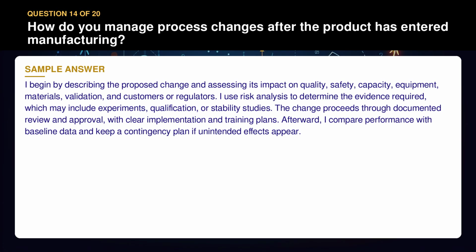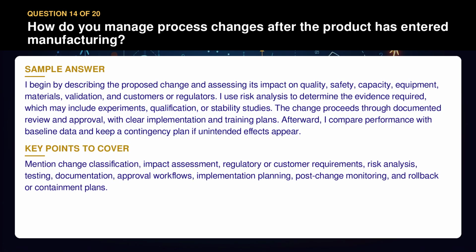I use risk analysis to determine the evidence required, which may include experiments, qualification, or stability studies. The change proceeds through documented review and approval, with clear implementation and training plans. Afterward, I compare performance with baseline data and keep a contingency plan if unintended effects appear. Mention change classification, impact assessment, regulatory or customer requirements, risk analysis, testing, documentation, approval workflows, implementation planning, post-change monitoring, and rollback or containment plans.